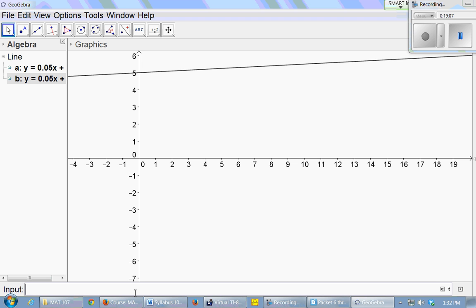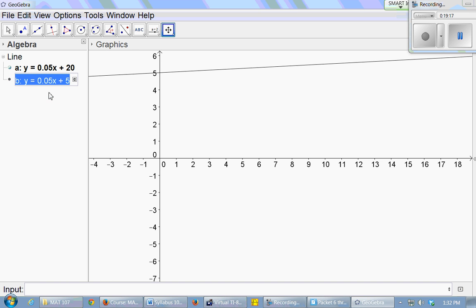So I've got two lines. I can't see one of them, just like happened with my calculator. So I just have to, did I mess something up? Oh, this one's 0.1, right? Thanks.